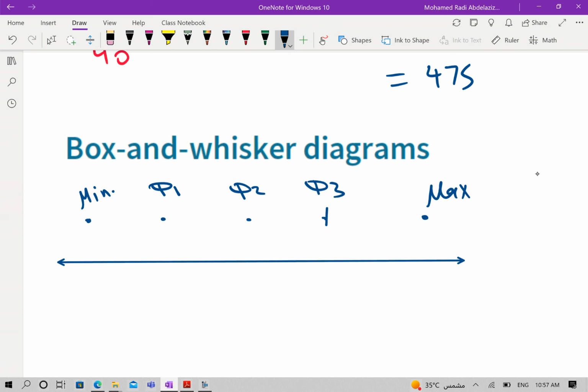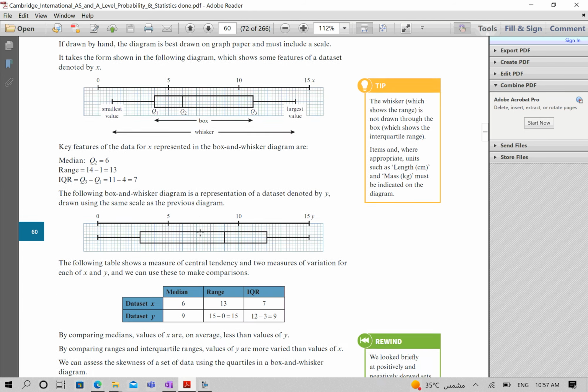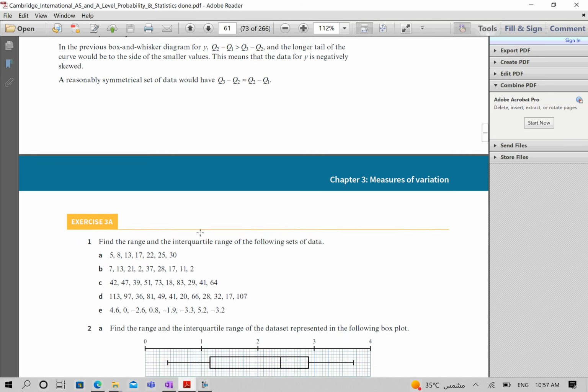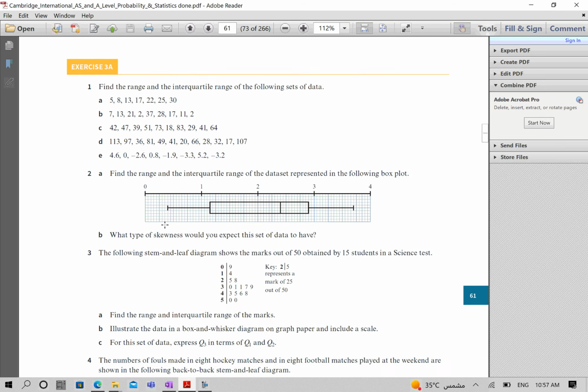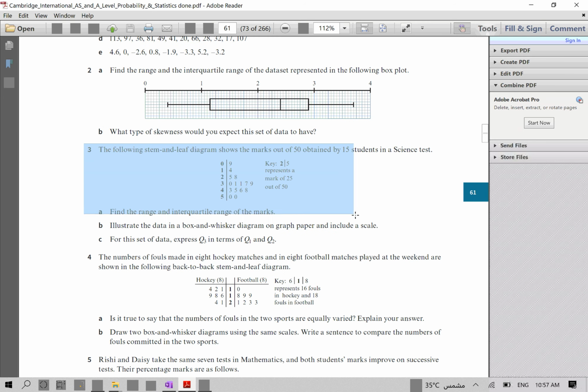The box starts from Q1 and Q3, and the whiskers go to the minimum and the maximum. The minimum value and maximum value are given in the range in the question, the lowest and the highest. I will give an example of how to represent a box and whisker plot for the given data. Listen.